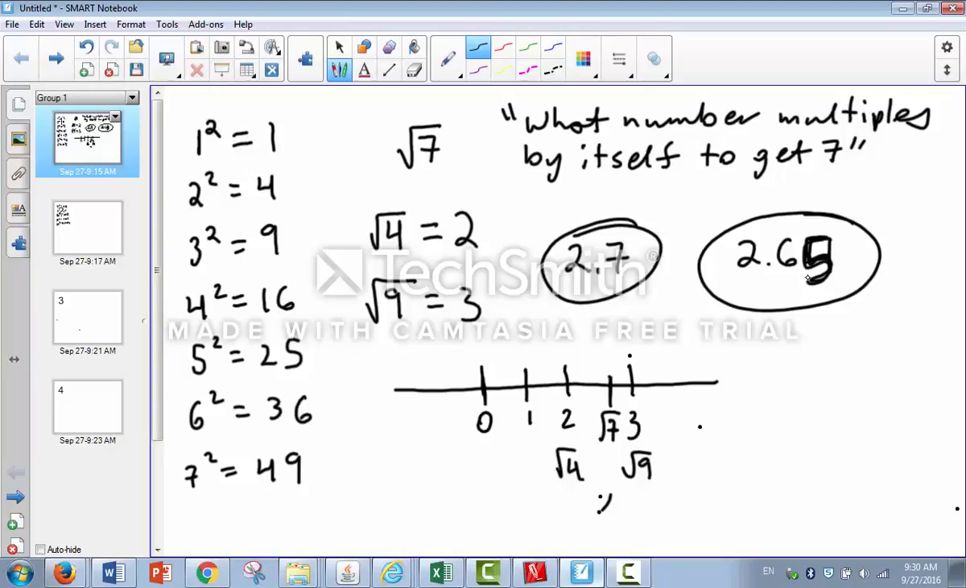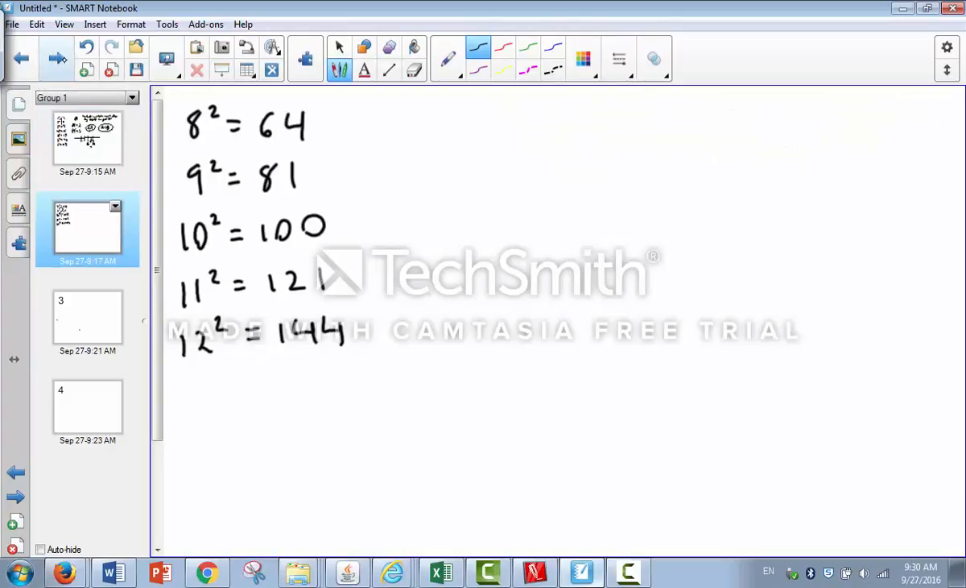Let's do another one. This time I'll do the square root of 80. Okay, hopefully that will just stay. The square root of 80. So what I'm asking is what multiplies by itself to get 80? There isn't a whole number, so again, we're going to look at our perfect squares and we're going to estimate.